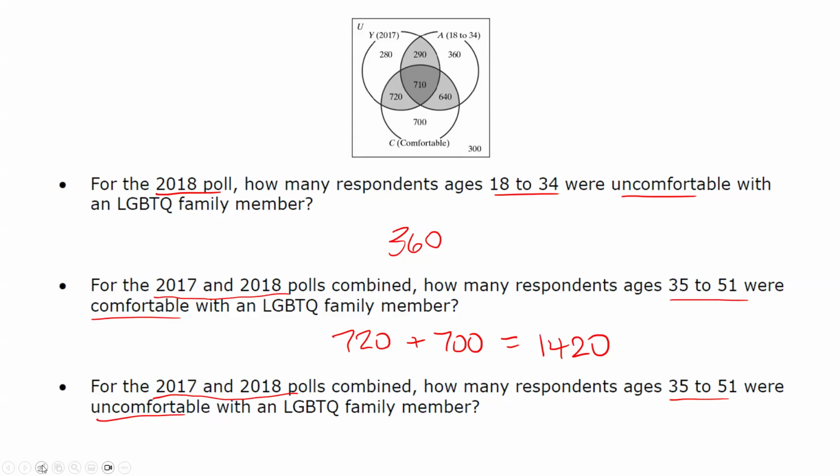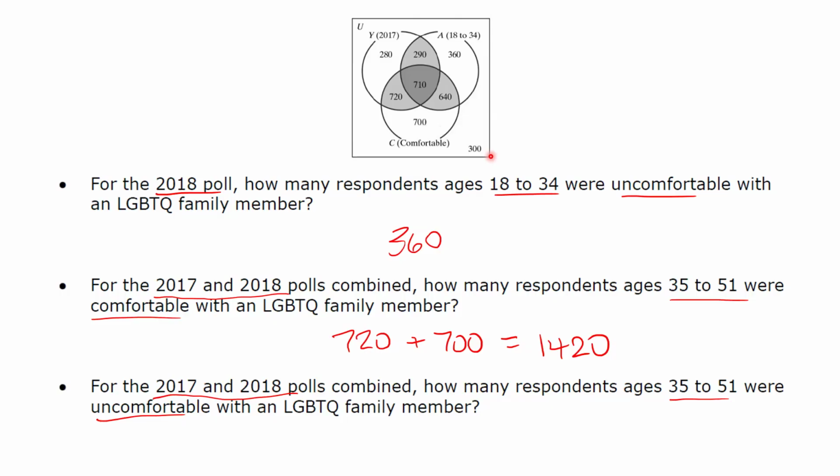Okay. And then our last question for 2017 to 2018 combined, how many respondents ages 35 to 51 were uncomfortable? So again, we're looking at both years, 2017 and 2018. So that would be all of the data values. Then we're going to be looking at respondents between the ages of 35 and 51. So that's going to be the numbers that are outside of the subset for ages 18 to 34. So again, we're looking at the numbers 280, 720, 700, and 300.